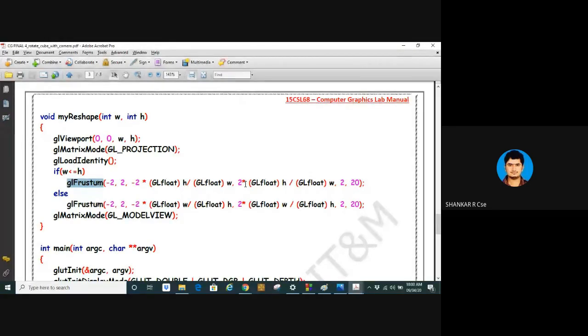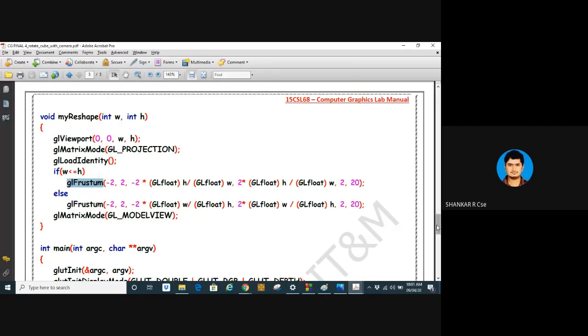GL ortho takes 6 parameters: left, right, bottom, top, near, far. Frustum also takes 6 parameters: left, right, bottom, top, near, far. The moment you write ortho, OpenGL understands that the projection rays are parallel. The moment you write GL frustum, the API understands that the projection rays are not parallel. Hence, I should show the object as naturalistic as possible. This is the main difference between frustum and ortho. All right. So we'll come to this.